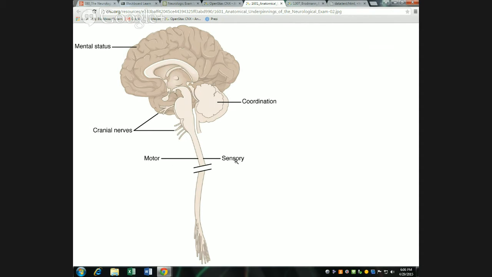And then we have the motor and sensory exams. They're two separate exams as they're listed, but really together, they're looking at the spinal cord.